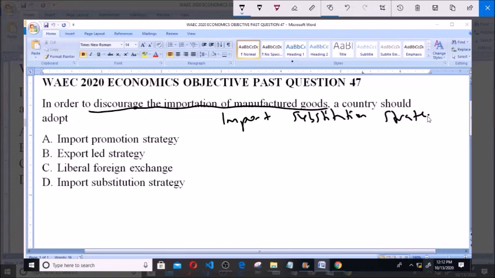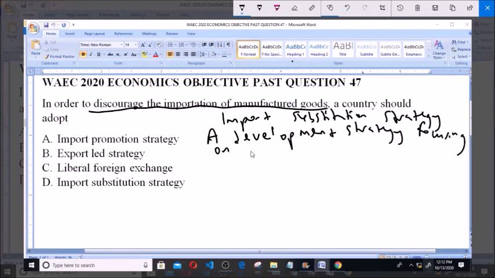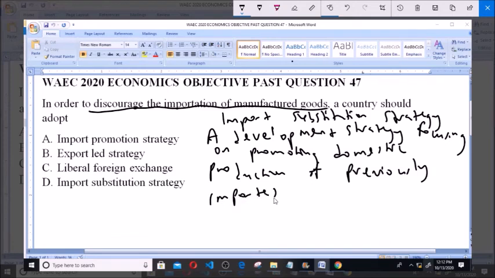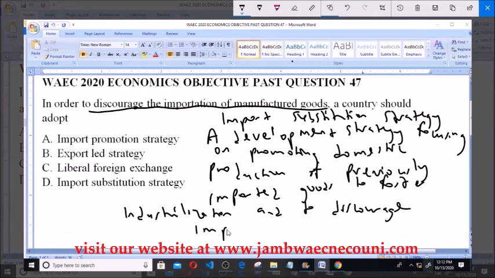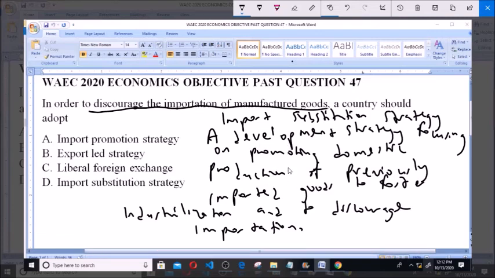substitution strategy. And import substitution strategy is a development strategy focusing on promoting domestic production of previously imported goods to foster industrialization and to discourage importation. Now, this process or this strategy promotes or equips industries, develops industries to produce goods that would have otherwise been imported, such that there will be no need to import such goods again. So as we have rightly established, option D, import substitution strategy, is the correct answer to this question.